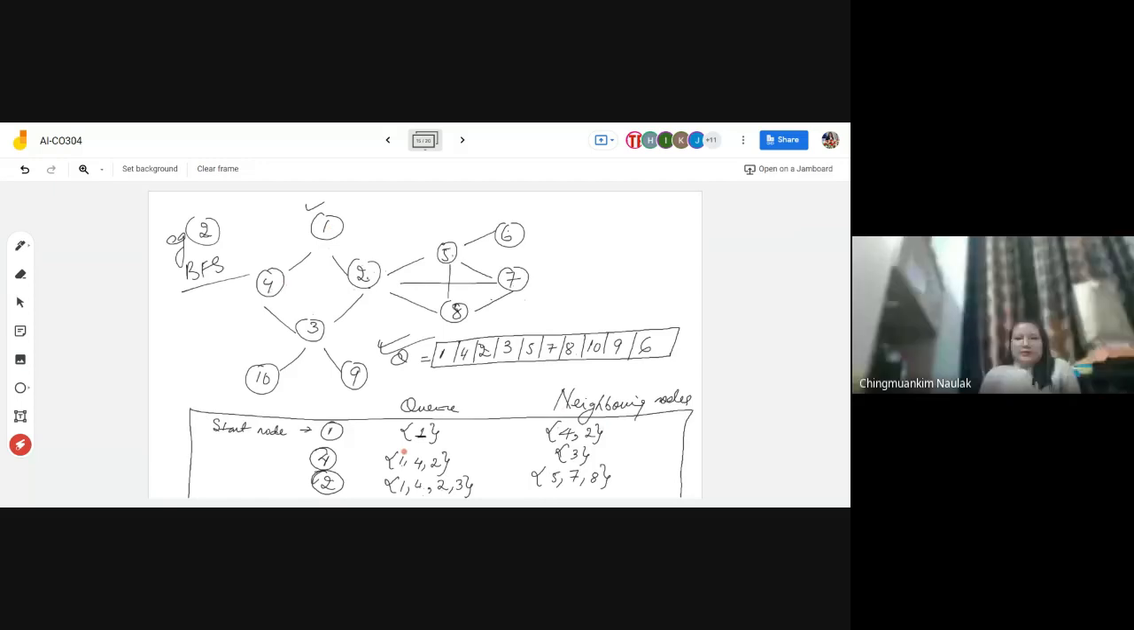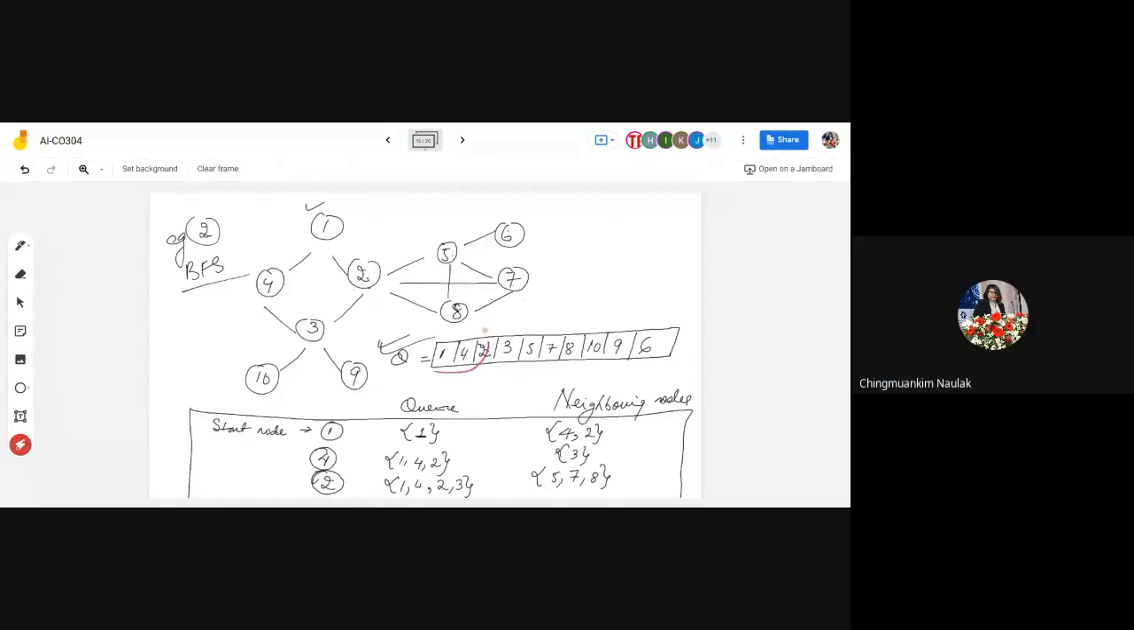So in the next queue, I will have 1, 4, and 2. Whatever is in the queue, you will just write down in the queue. Okay, 1, 4, and 2. And then after exploring 1, you will explore the next node, that is 4, right?